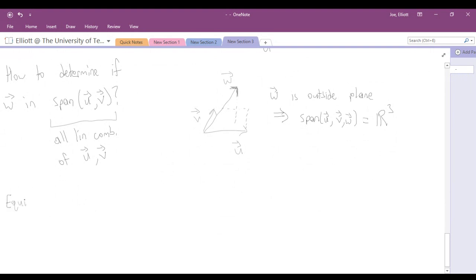So equivalently, we want to know, is W a linear combination of U and V? Because if so, that means it was in the plane, because the plane was precisely all the linear combinations. And then otherwise, it would not be in the plane, okay?